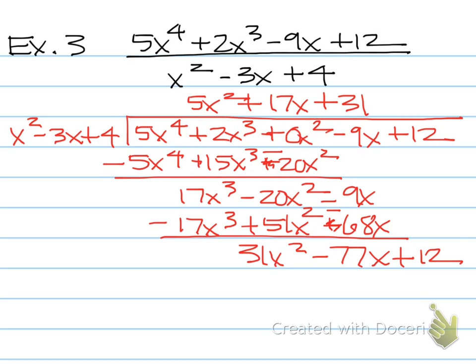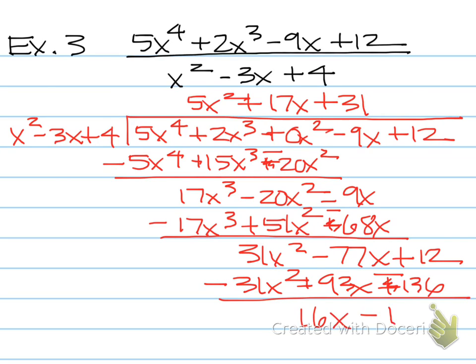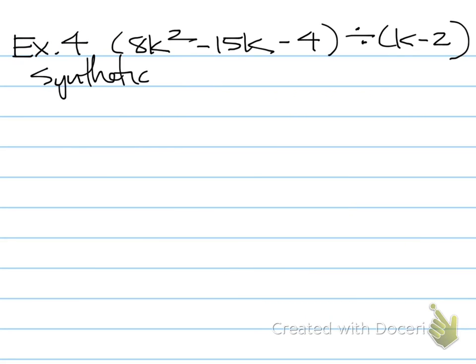Multiply the 31 by all three terms in the divisor. Change the sign of the bottom row and add them up. And that is our remainder, 16x minus 124. So the 16x is positive, so we just write plus, and then 16x minus 124 over the divisor, which is x squared minus 3x plus 4. Now the last two examples, we're going to use synthetic division.